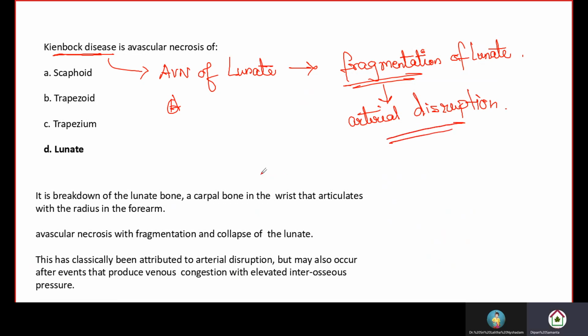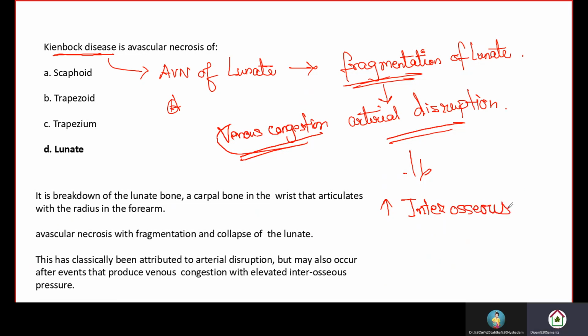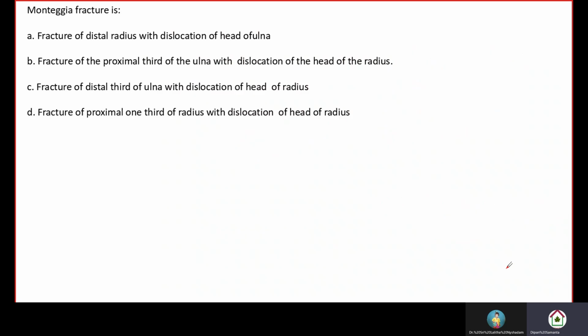In fact, later there may be venous congestion with elevated interosseous pressure. So fragmentation and venous congestion will all lead to elevated interosseous pressure, the pressure between bones. Interosseous pressure may increase.